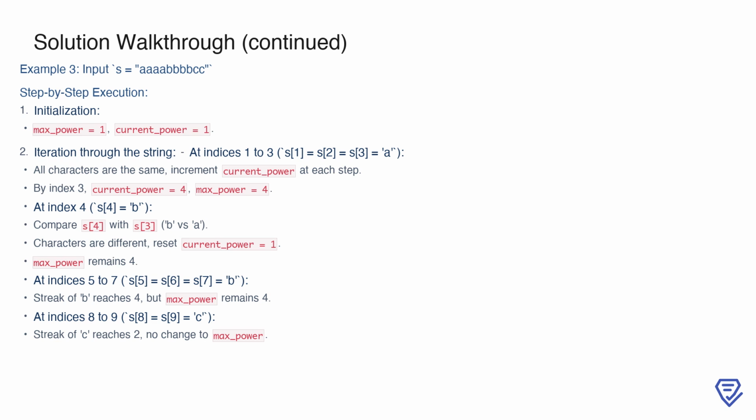At index 4, the character changes to b, breaking the streak, so current_power is reset to 1, while max_power remains 4. Then, at indices 5, 6, and 7, we see a streak of 4 b's, which matches the current max_power but does not exceed it. Finally, at indices 8 and 9, we find a streak of 2 c's, which is shorter than the current max_power. Thus, the longest streak in this string is 4.